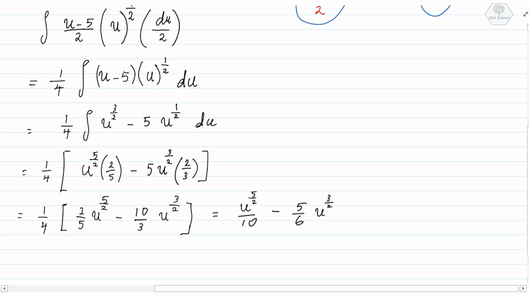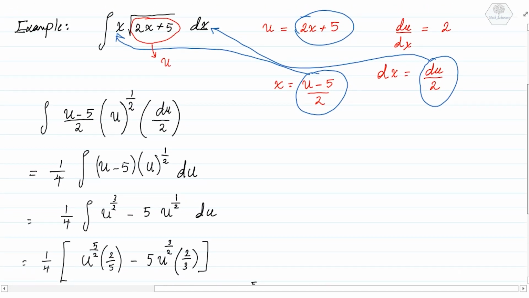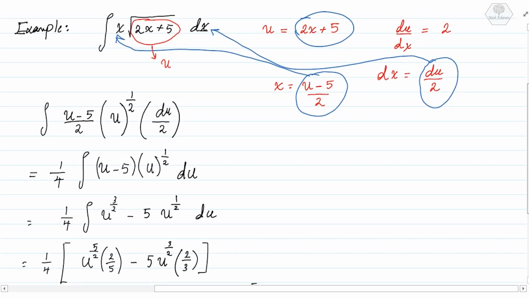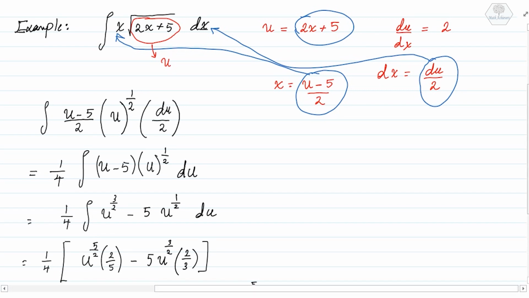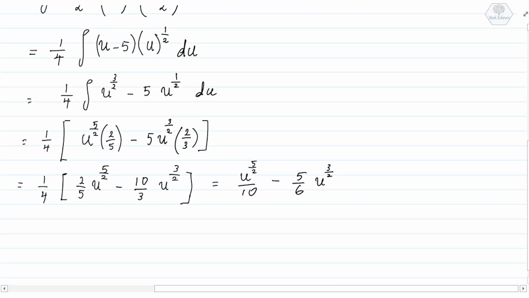Am I finished like this? Most of our work is finished here. But because our integral was in terms of x, I need to get my x back. So from the beginning, we let u equal 2x plus 5. So simply, for my final integral, I plug the 2x plus 5 in instead of the u.